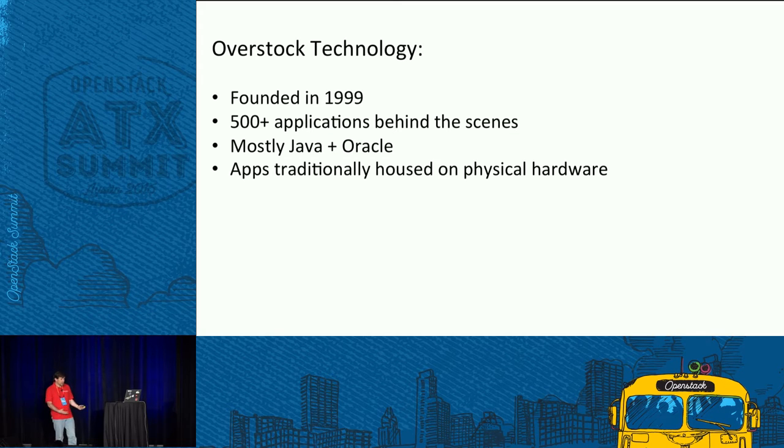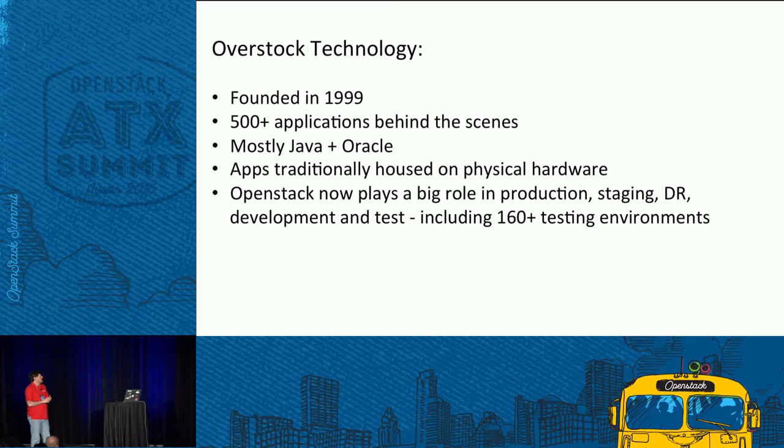Because we've been around for a while, these applications aren't necessarily born in the cloud. They're more traditional applications that over time have transitioned to more cloud-friendly applications. Although we were originally on physical hardware for everything we do, these days OpenStack plays a huge role in not only our dev test environments, of which we have many, but also production. And by default, every single new app at Overstock goes on our OpenStack clouds.